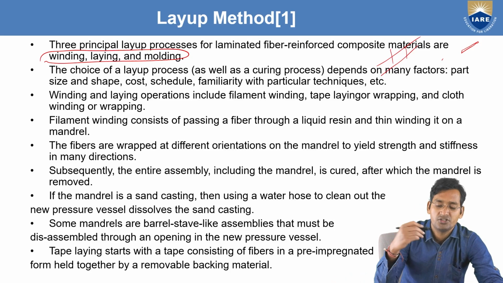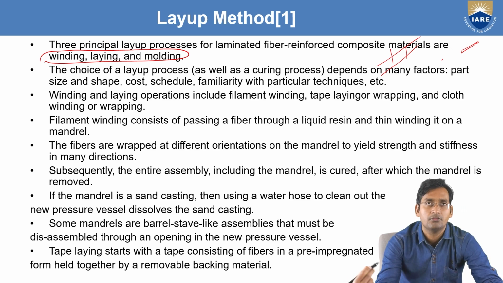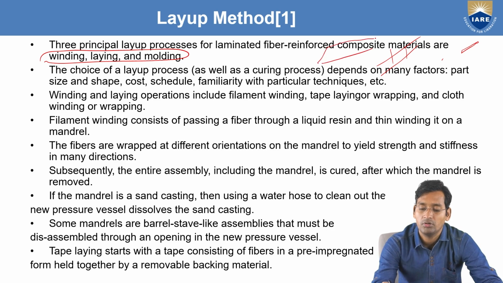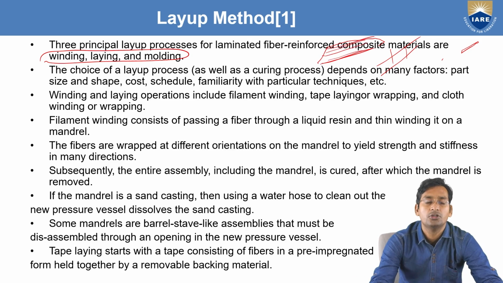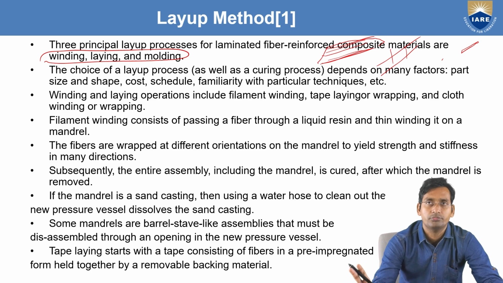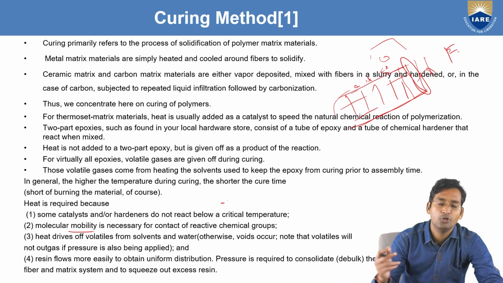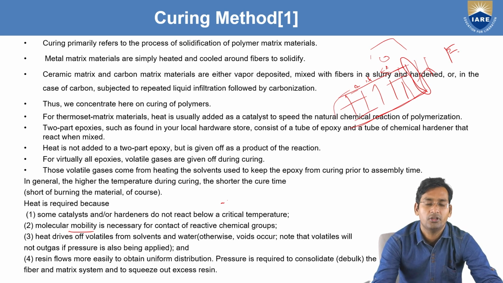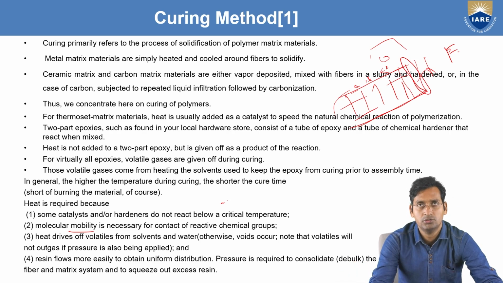So in winding, what happens? Just over the matrix, we are winding the fiber. Laying means over one constituent material, the other constituent material is just laid over that material. And next, molding: take both the materials to the molten level, that means apply heat, and then they will be distributed evenly. Then you can say that the composite is formed. Then the curing method. Curing is simply the solidification of whatever was in the molten state at higher temperature, as in molding. After that, you make it solid. That is called curing.